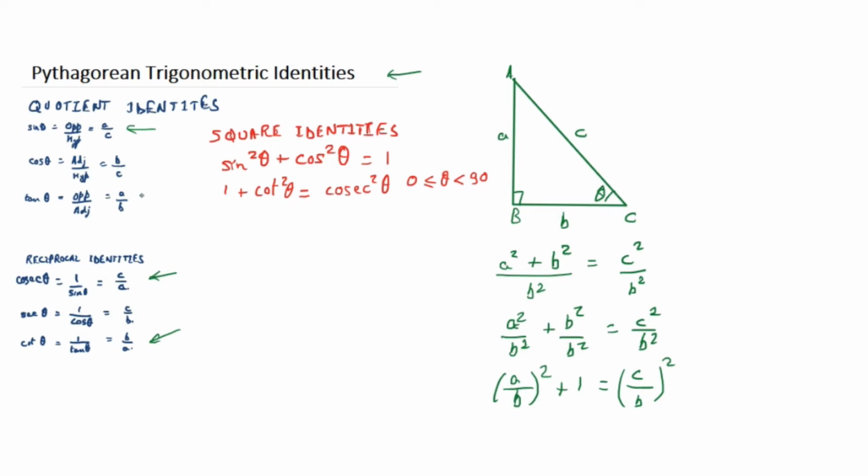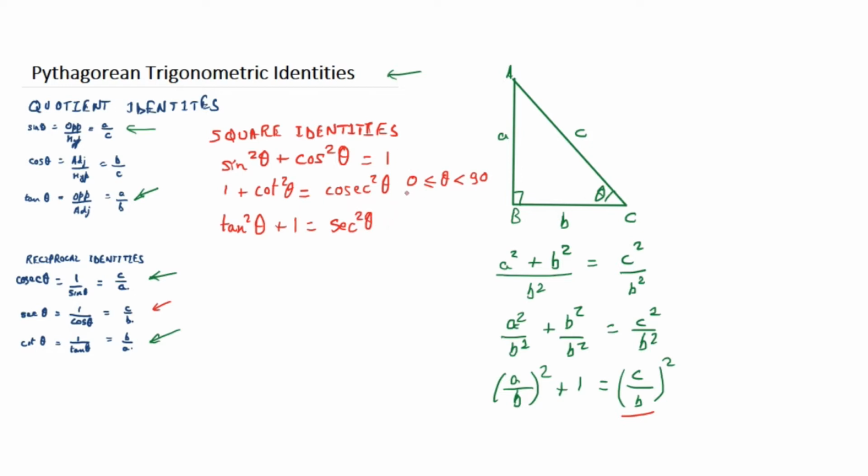Now if we look at the ratios again, the identities that we have here, a over b is here, which is tan theta. So the square of tan theta is going to be tan square theta. That's the third identity, tan square theta plus 1 is going to give me c over b whole square. C over b is here, which is secant theta. So the square of that is going to give me secant square theta.